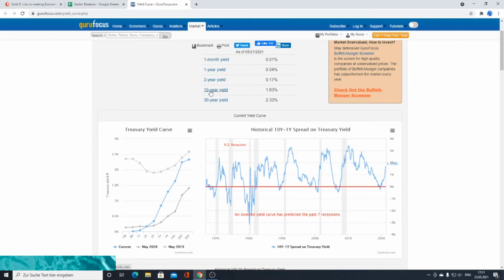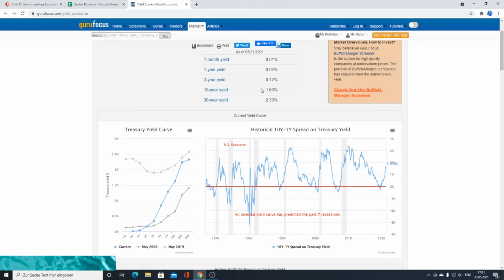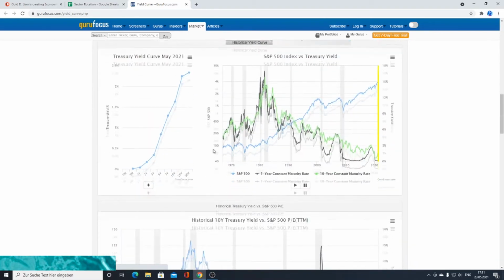So what I would be looking closely at, besides this indicator, just for yourself, is this number right here. Currently we have the 10-year yield at 1.63%. Whenever this goes over 2, that would be an alarming sign for me personally. But this would be a strong indicator that we are somewhere at the edge. So let's have a look at the data.